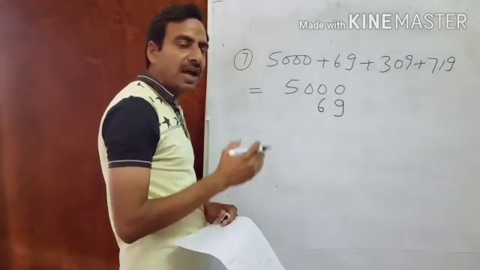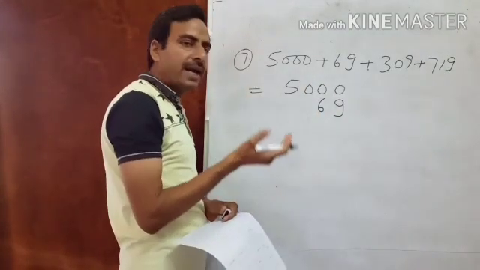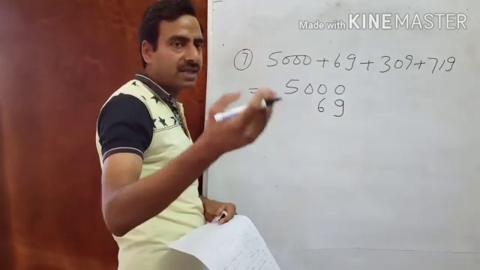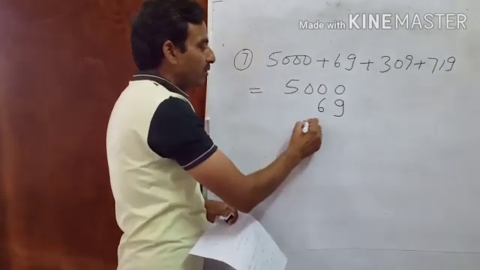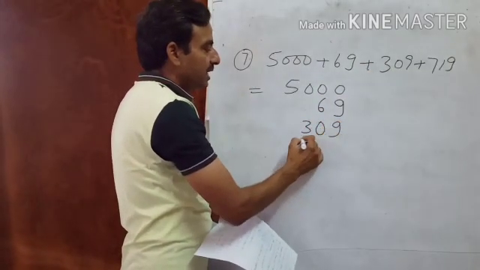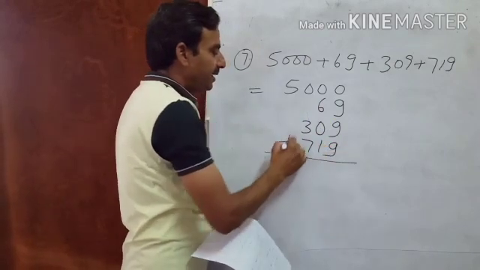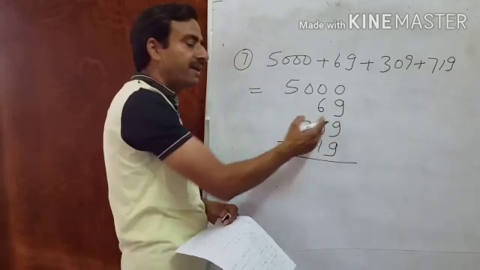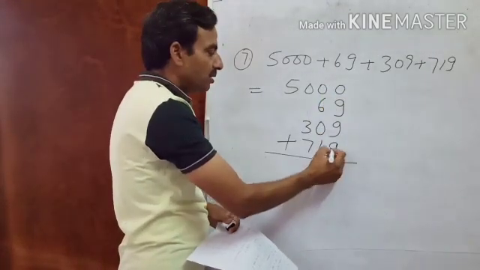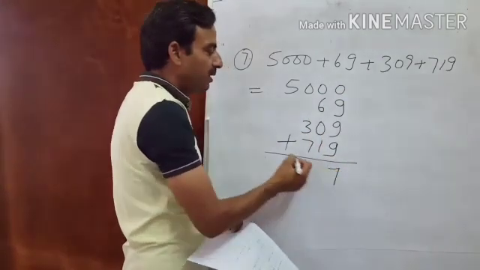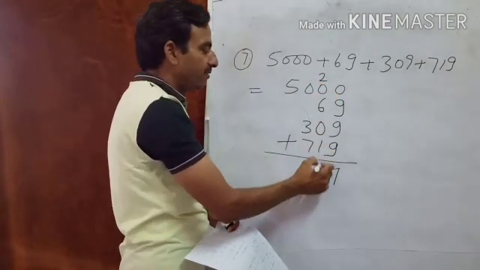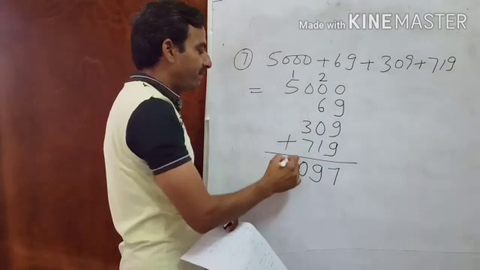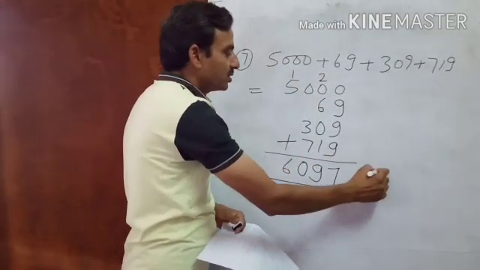From the right hand side, we always write the numbers downside of the number to which we are adding. This also we write, 309,719. Then add it. And we always solve addition and subtraction from the right hand side. Add it. 9 and 9 is 18... 7, 2 is carry... This is the answer of this question.